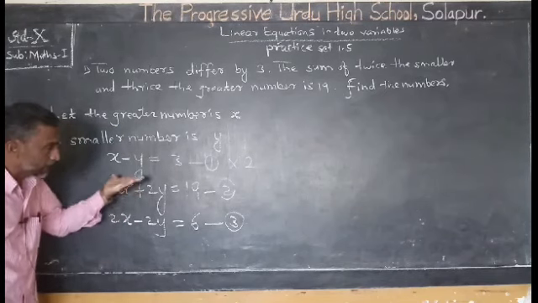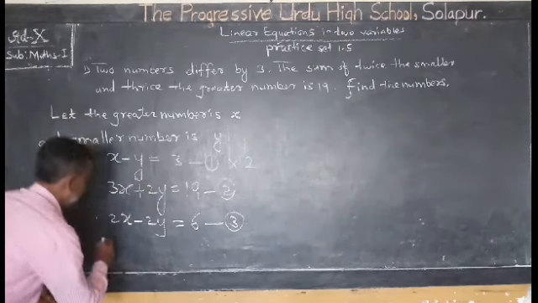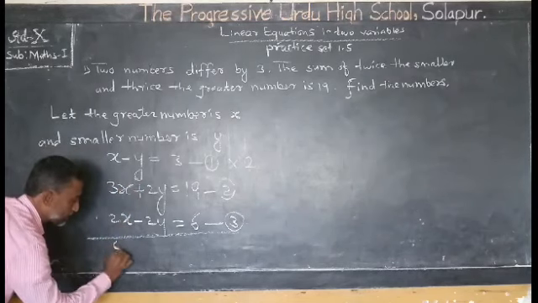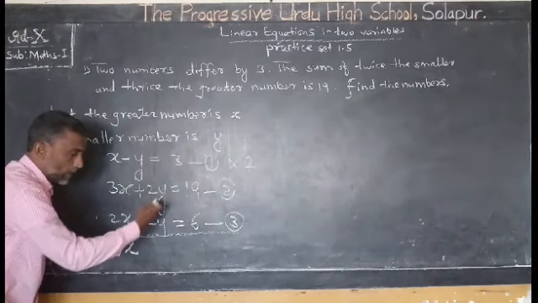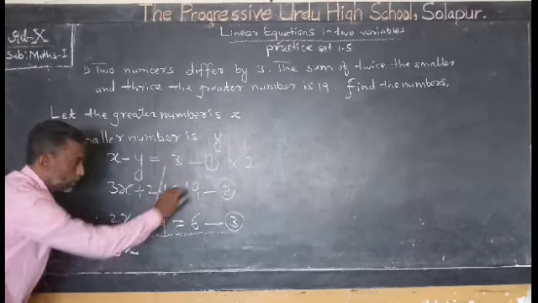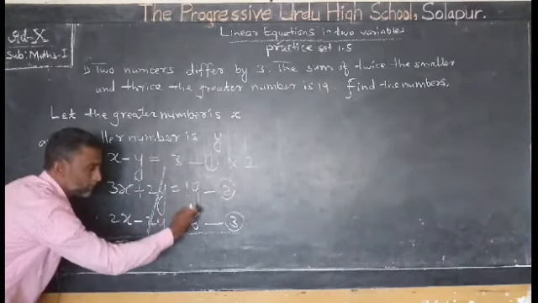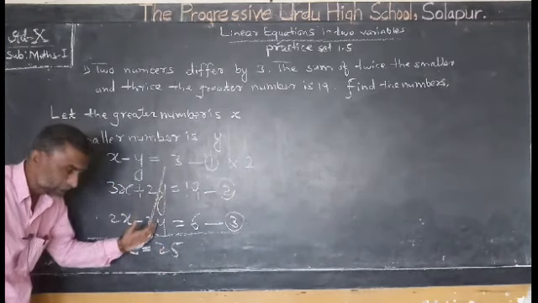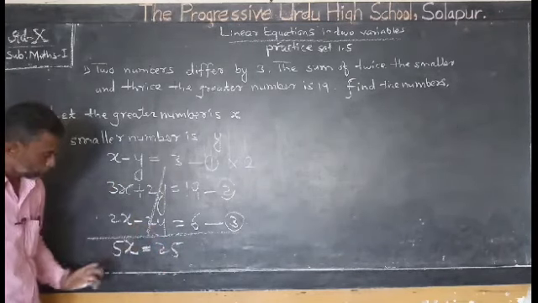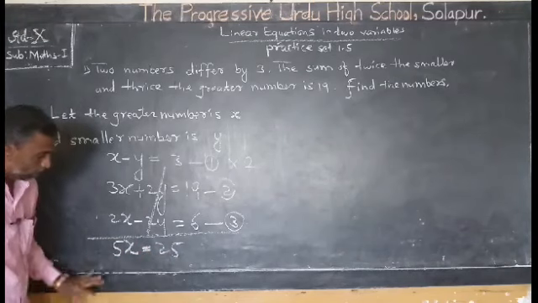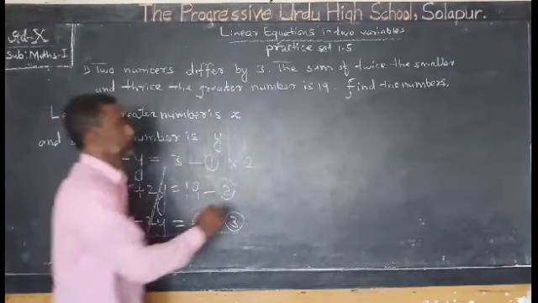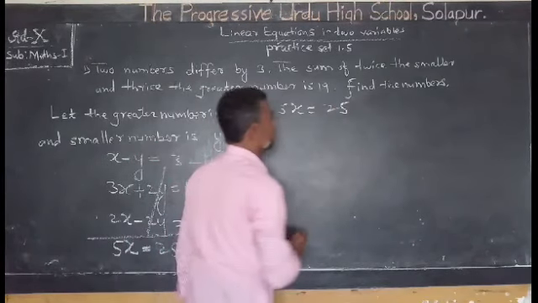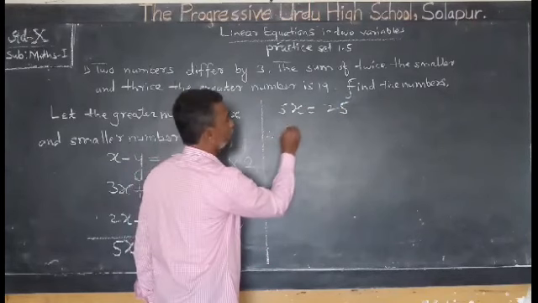So I am going to add equations 2 and 3. Adding these two: 3x plus 2x, 5x; plus 2y minus 2y, it will be 0; equal to 19 plus 6, 25. Now the variable y is eliminated. So 5x is equal to 25. Now divide both sides by 5.